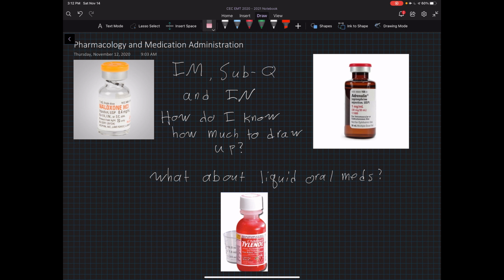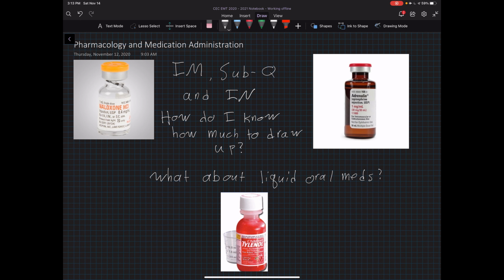So I want to start by looking at these three medications. These are the three most common medications that you will draw up to give in some type of liquid dose, either through an IM, sub-Q, or intranasal injection, or even orally. So we really need to know how much of this we're going to draw up and how we're going to administer it. Now, we're not going to talk about the routes here.